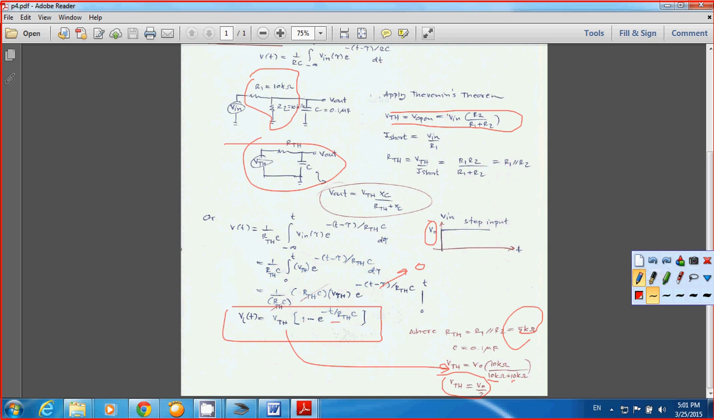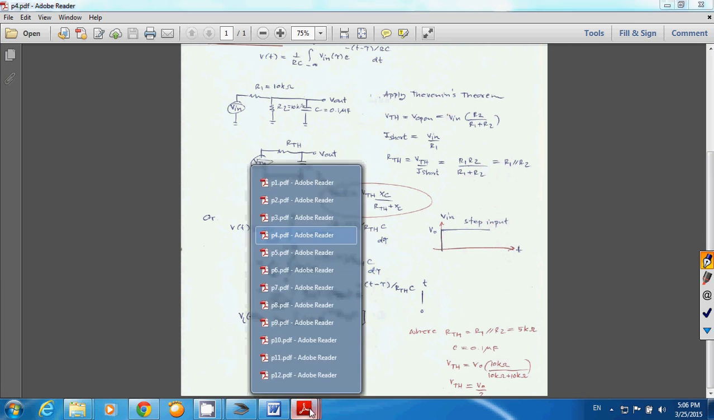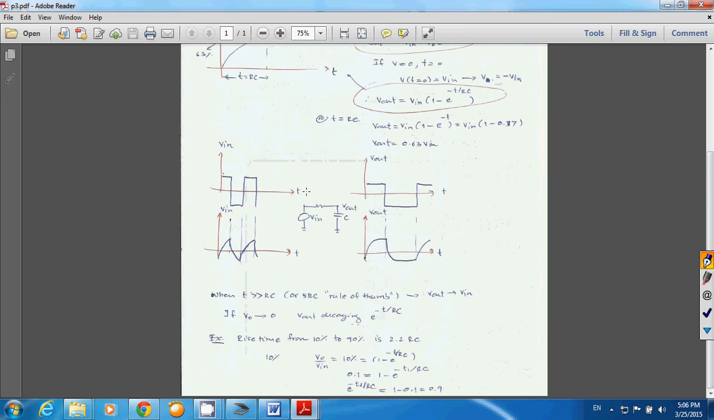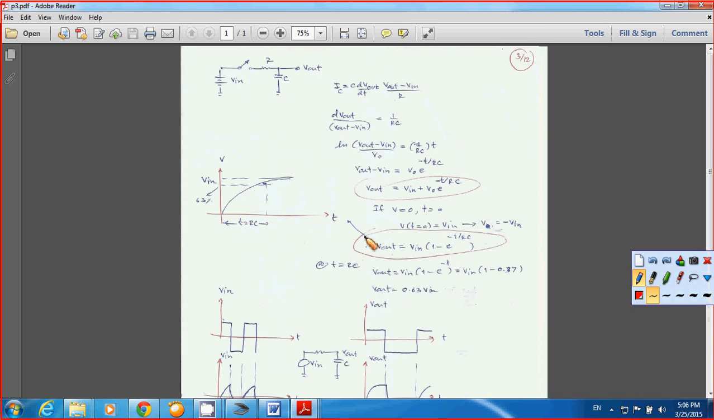So when the time passes by, like this equation, it is exactly the same as we talked about in the previous page. Like this one.